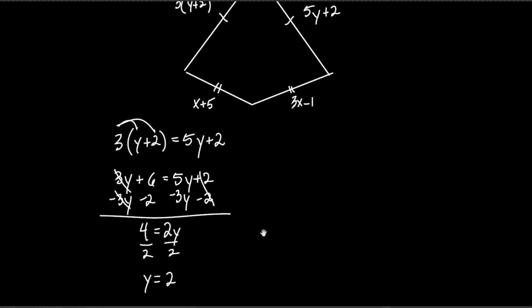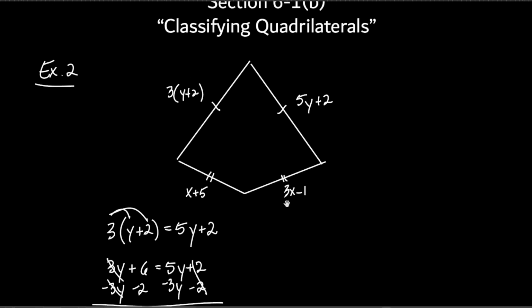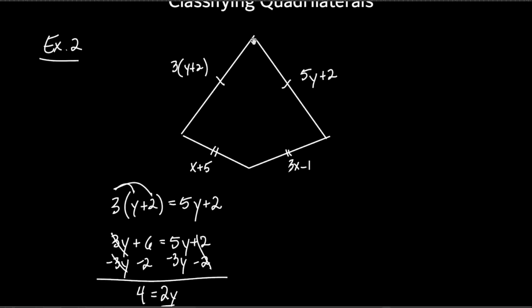2. But the question, I didn't write the question down. I should have. But the question says, find the measures of the sides of the triangle. So just finding what y is equal to, is that enough? We can find the answer now. We've got to plug it in. We've got to figure out what the length of this side is.